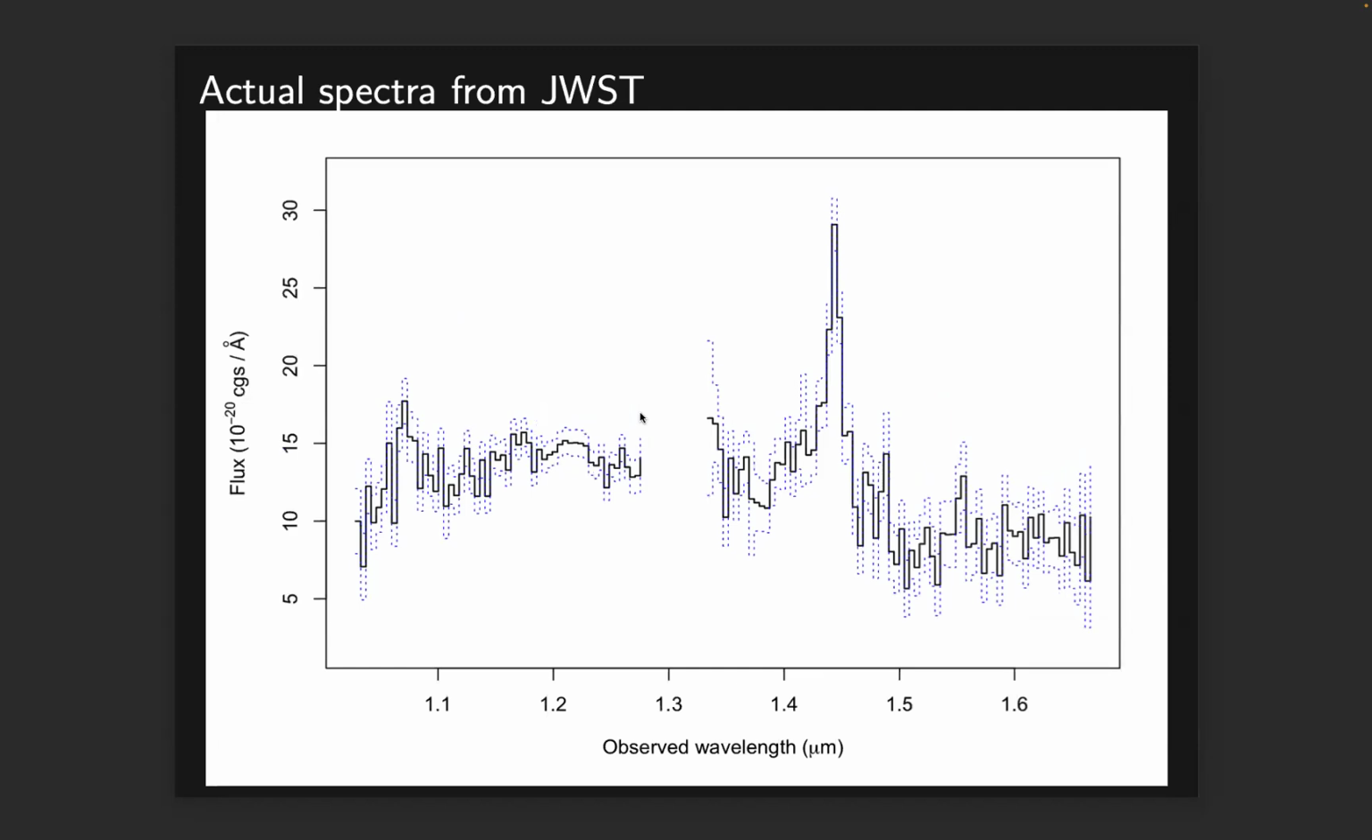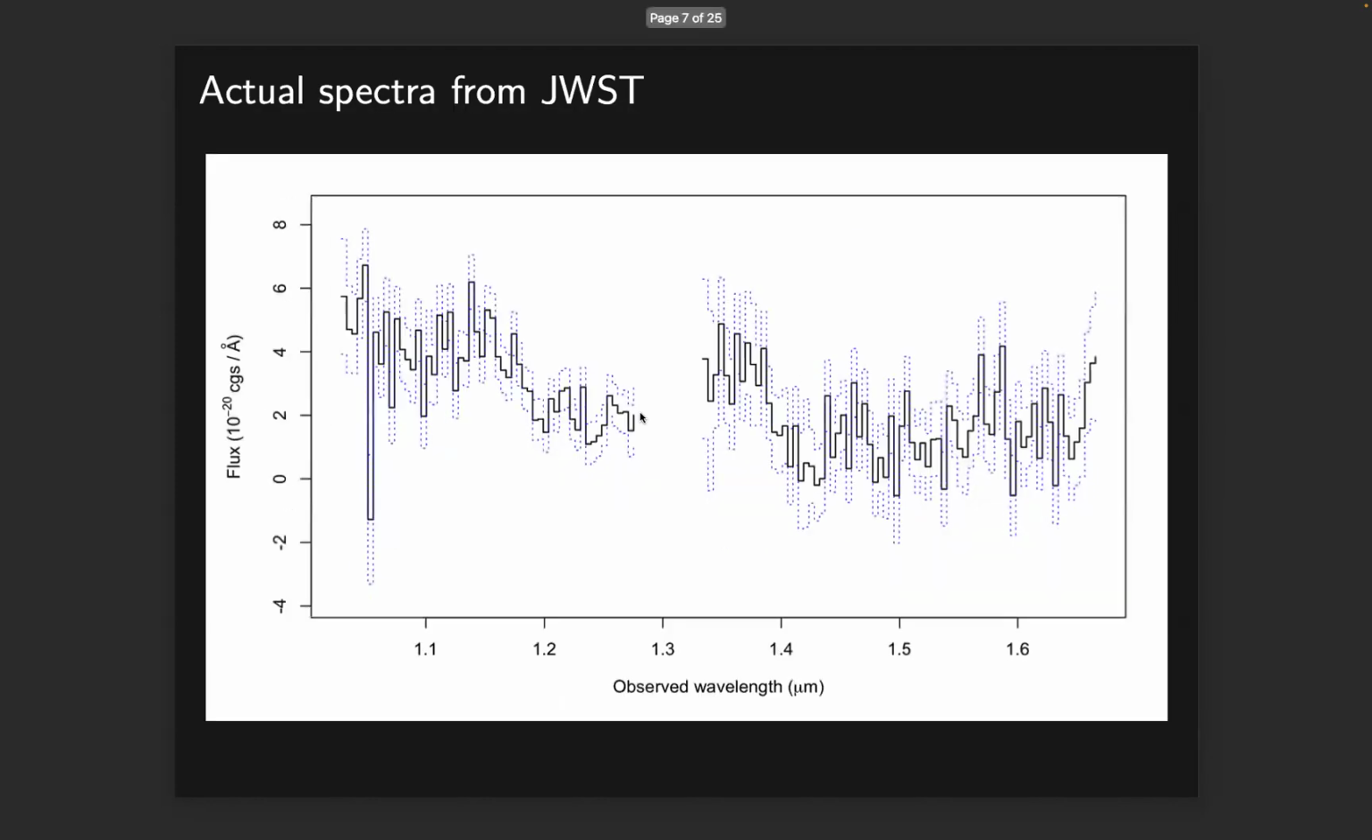Here's another example. We're getting farther from that assumed constant background. We have a big line. Again, we have a detector gap. And then here we have something where it's hard to see a line and the background is certainly not constant. So what we've been doing in the meantime is extending our model to account and fit to this real data.